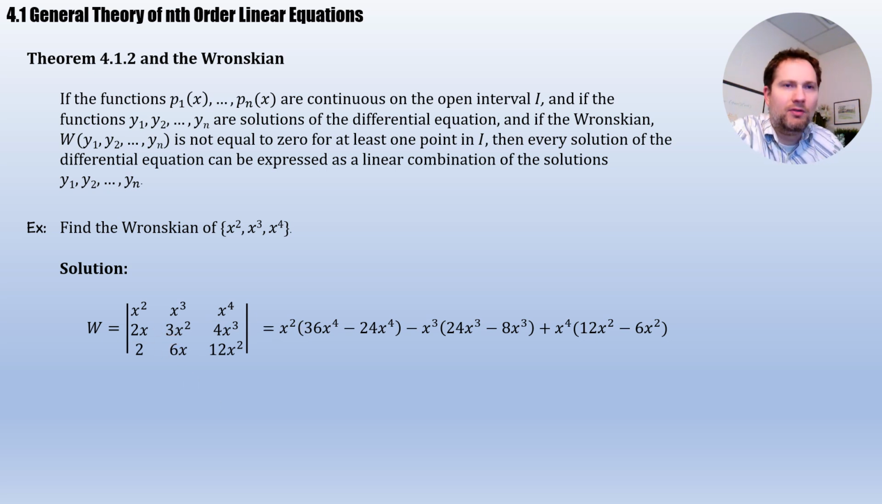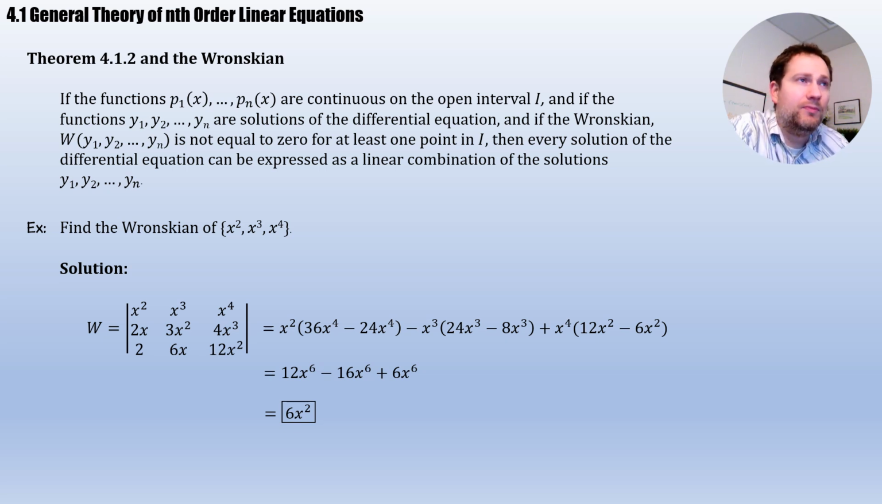And then all that remains is for us to simplify, and isn't that convenient? Everything has an x to the sixth. We get 6x squared, and then we can also maybe draw a conclusion about whether these form a fundamental set. So we'll say more about that on the next slide. Did you get 6x squared?